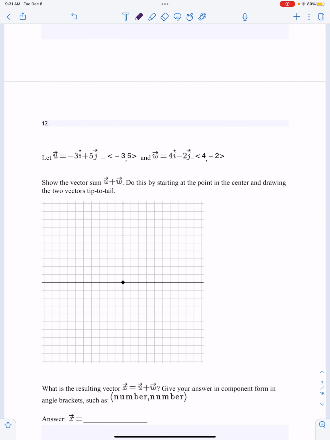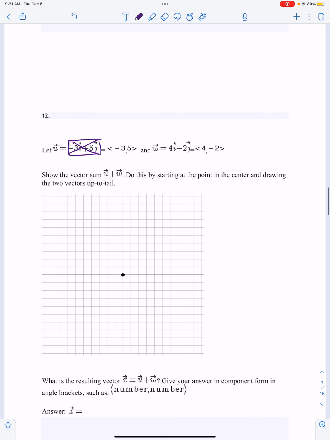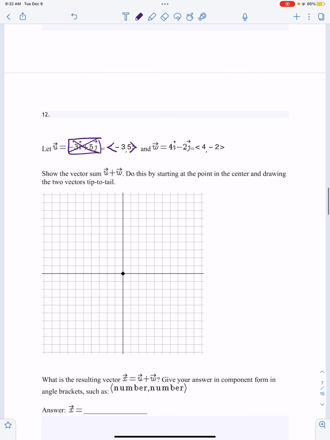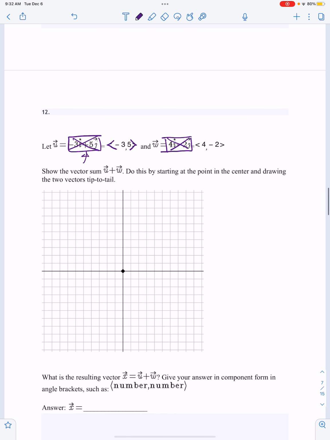Question number 12. You have this form, which is the ij form, which is the analysis form. You can skip that and use this form, which is the standard position form. So I'm going to skip this form. The only reason I put it here is because the online version has only the ij form, not the standard position form.